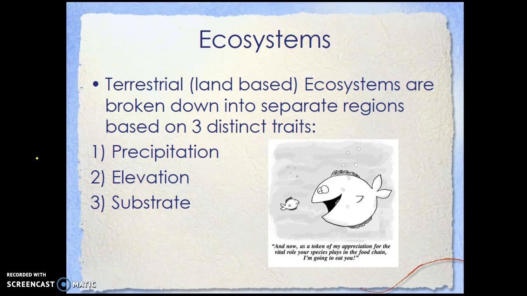So biomes and ecosystems that are land-based are known as terrestrial biomes, and they're broken down into regions. Those are the big biomes that we're going to talk about. And they're based on three distinct traits: precipitation, elevation, and substrate.